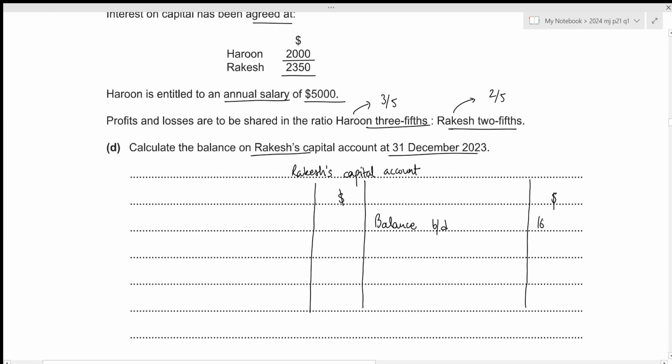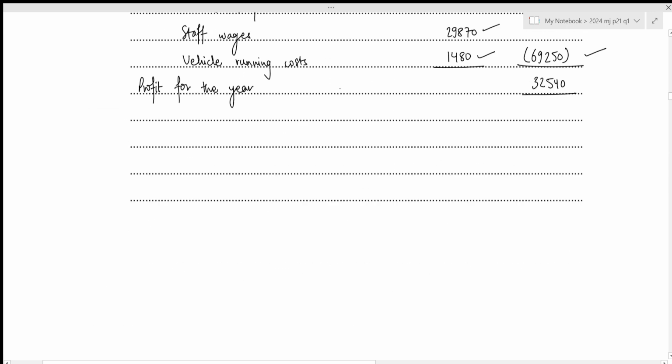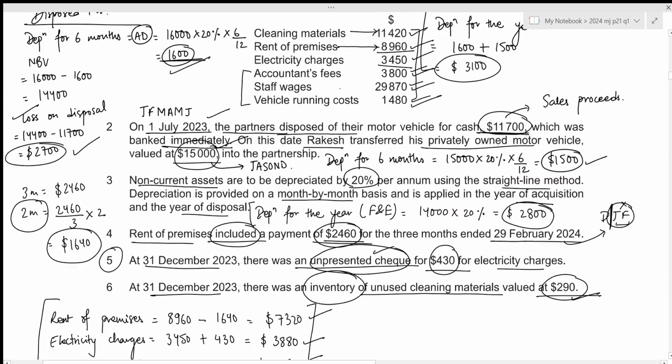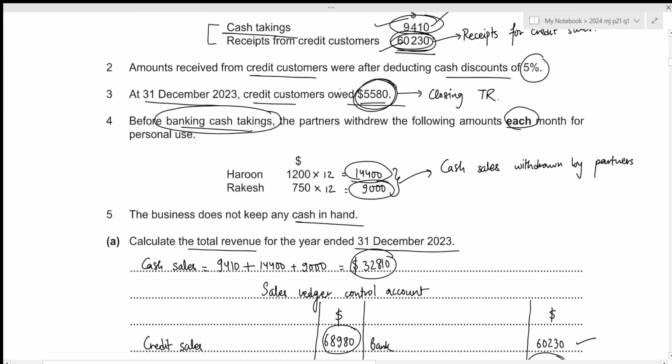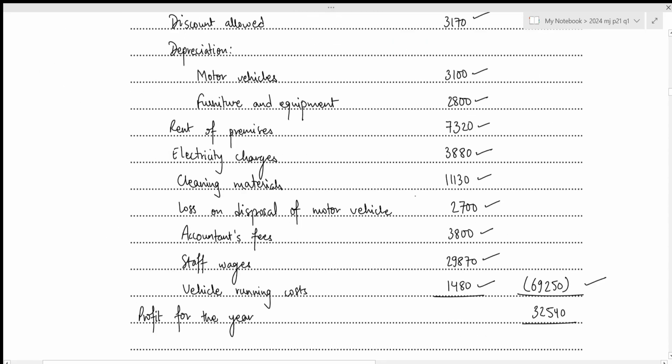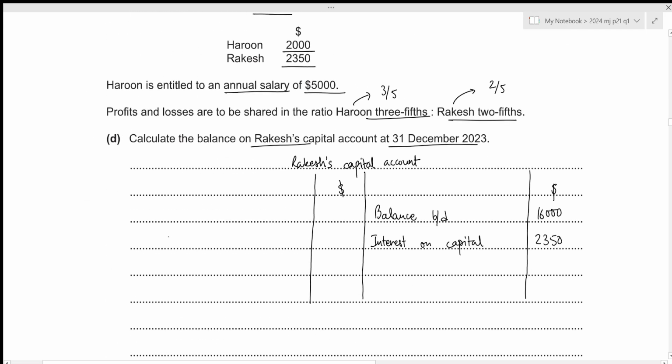So we have 16,000. Then we have the interest on capital, and interest on capital is something that Rakesh will receive from the partnership. So this will go on the credit side of our capital account. Let's write it down. That is the interest on capital of 2,350. Then previously we've already calculated the drawings for the year, and drawing is something that will have to be repaid by the partners to the partnership. So this will definitely reduce his capital balance. For Rakesh, drawings for the year was 9,000. Let's write it down on the debit side of his capital account. So we have drawings of 9,000.